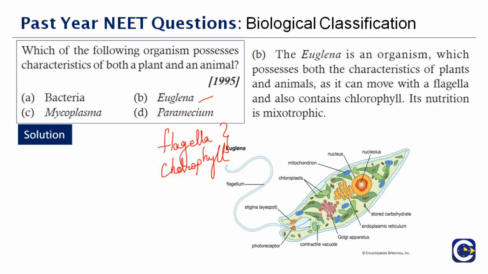Okay. Therefore, the correct answer to this question is option B, and here to your right side you can see a picture of Euglena where you have flagella, where you have chloroplast. So it resembles both plant and animal. So you can see here chloroplast, flagella, then you have Golgi apparatus, endoplasmic reticulum, mitochondria, everything. Therefore, the correct answer to this question is option B.